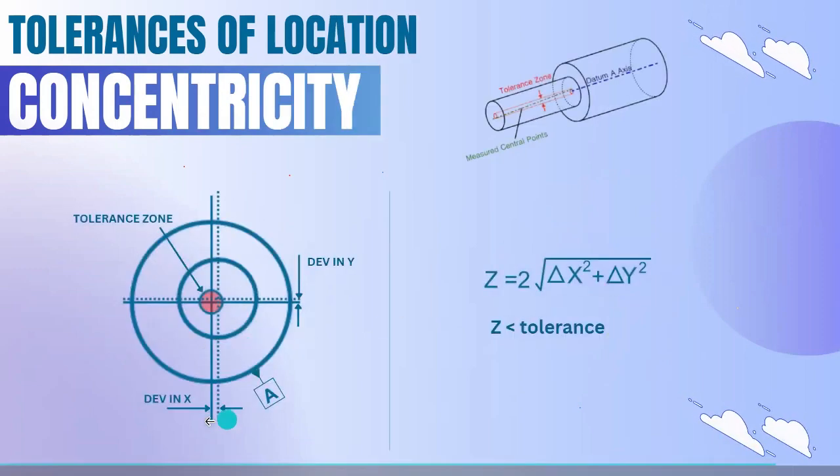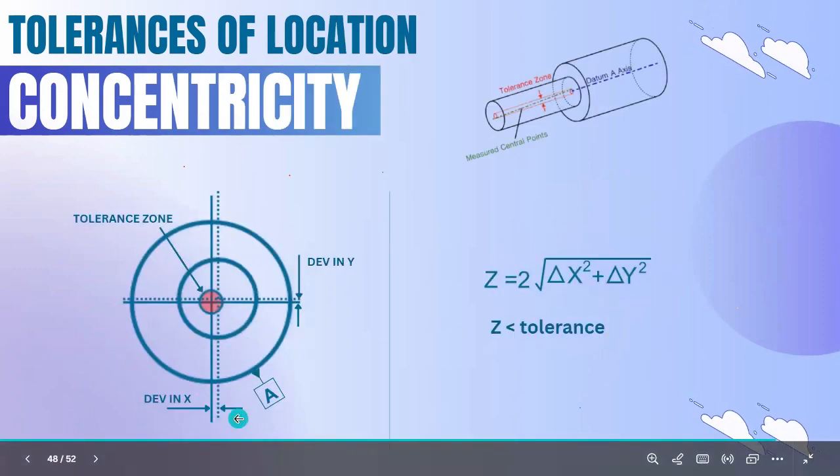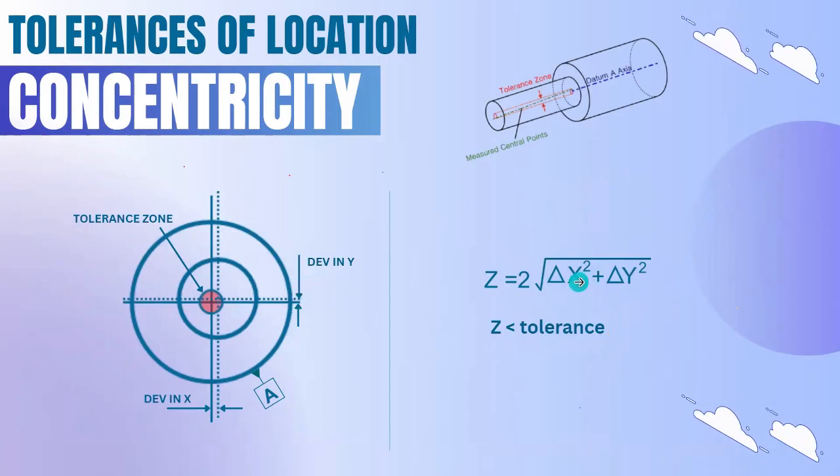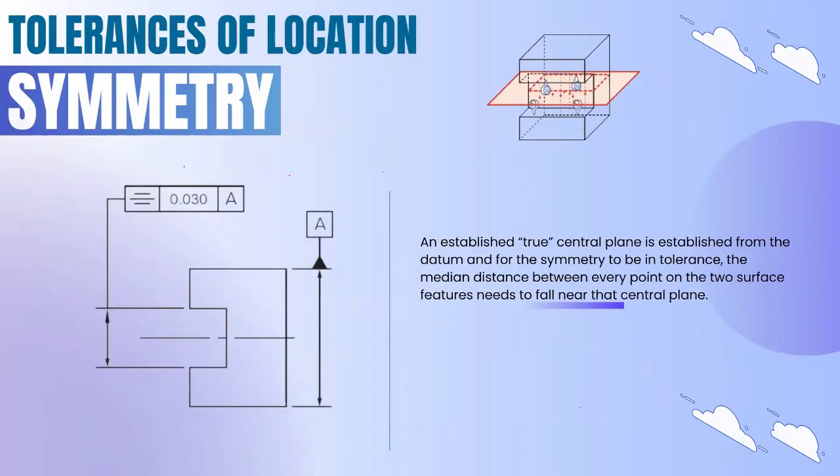Same as position, the deviation x will be calculated, and then the deviation y will be calculated and substituted in this formula. If the overall deviation is lesser than this tolerance, then it is located within the tolerance zone. This red area is the tolerance zone. If the value is greater than this tolerance, then the deviation went outside this tolerance zone. Same as position. Okay, now we're going to see symmetry.